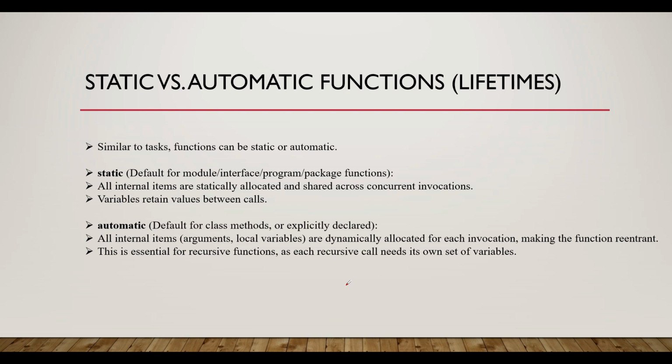Now let's see automatic. Whenever you declare your function inside a method, or a class method, the default nature of your function is automatic. All internal items are dynamically allocated for each invocation, making the function reentrant, which we have seen the meaning of in the task part. This is essential for recursive functions, as each recursive call needs its own set of variables. So whenever you call an automatic function, it gets a unique copy. That makes your code reentrant, which means you can call your function concurrently.